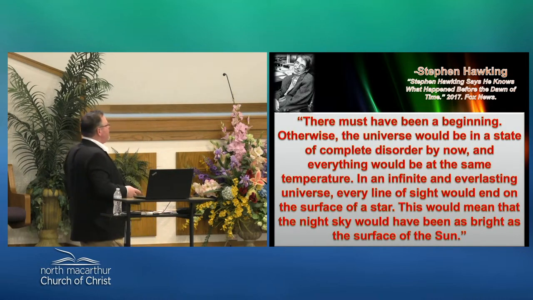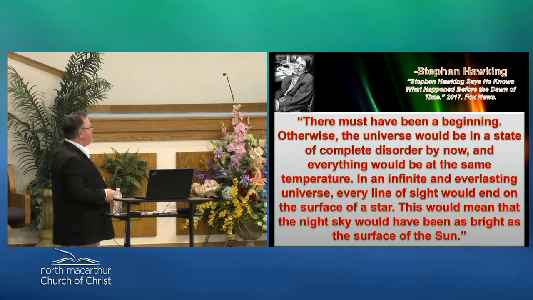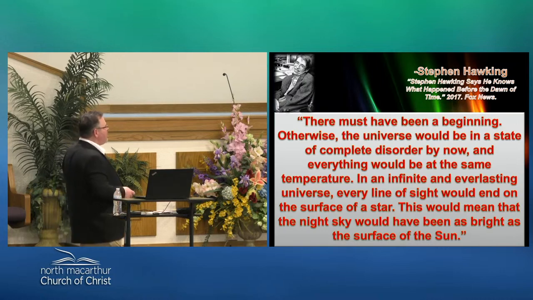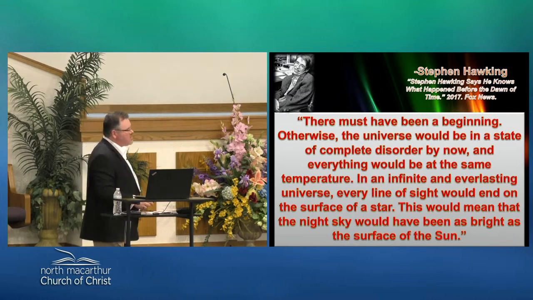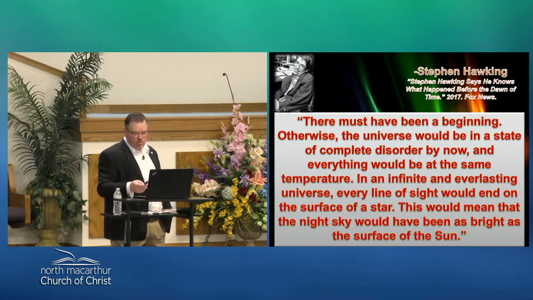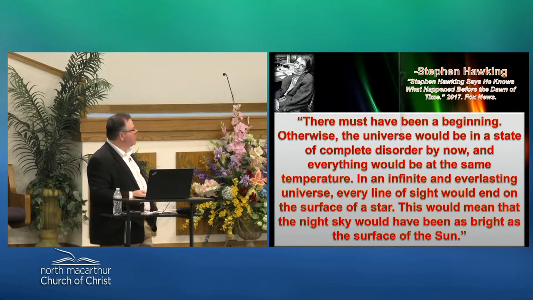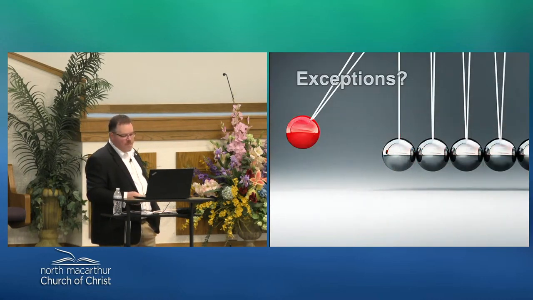So here's what Stephen Hawking said. There must have been a beginning. Otherwise, the universe would be in a state of complete disorder by now, and everything would be at the same temperature. In an infinite and everlasting universe, every line of sight would end on the surface of a star. This would mean that the night sky would have been as bright as the surface of the sun. That's what I was talking about with Olbers' paradox. So he, of course, again, did not accept the idea of an eternal universe.